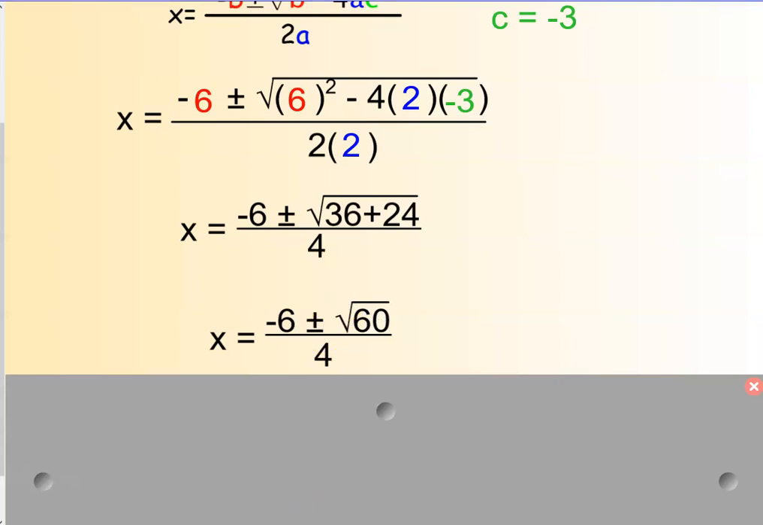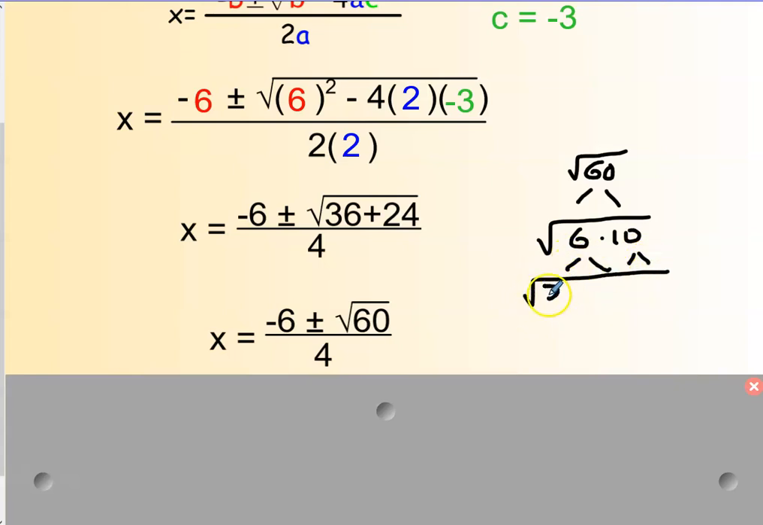But we can do a jailbreak. So off to the side, I'm going to take that radical 60 and I'm going to do a jailbreak. Maybe I say this is radical 6 times 10. And I can break it down further. I can keep breaking apart these numbers inside that jail. 6 is 2 times 3. 10 is 2 times 5. And now I can look for some twins. And sure enough, I do have some twins.